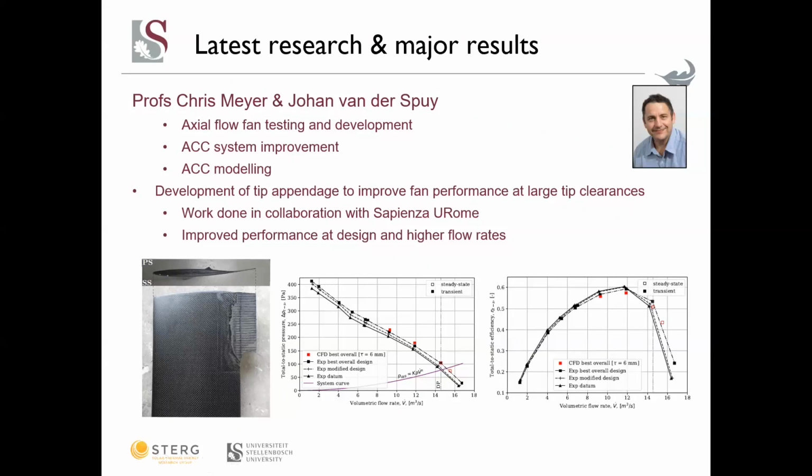So you can see a couple of trends from this graph. The work was done numerically using CFD as well as experimentally on a small-scale fan. From the middle graph, we can see that the CFD results correlate very well with the experimental results. We can also see that there's an increased pressure rise across the fan over the entire flow rate range when adding this tip appendage compared to the standard fan.